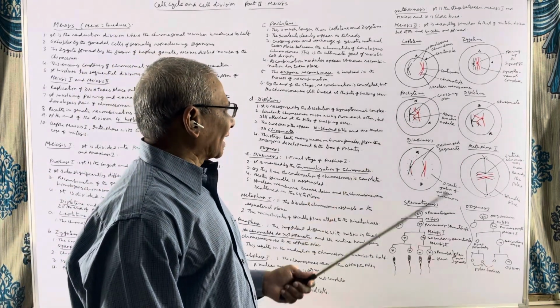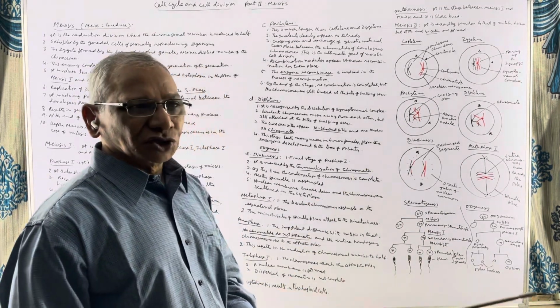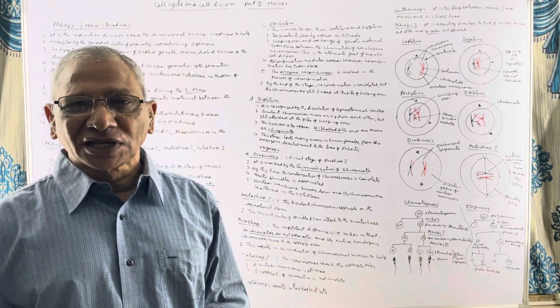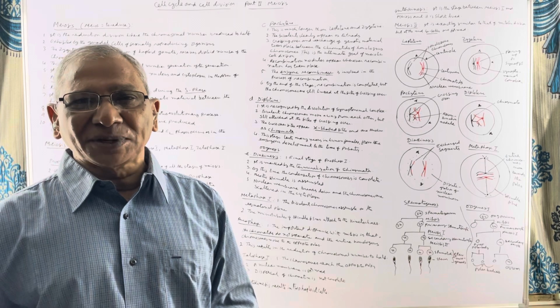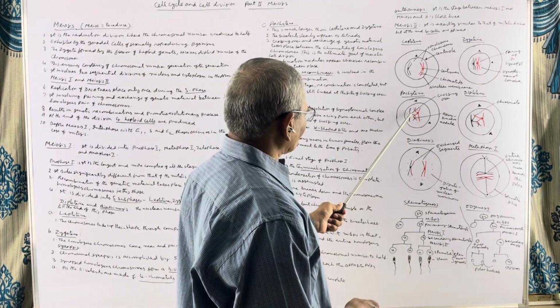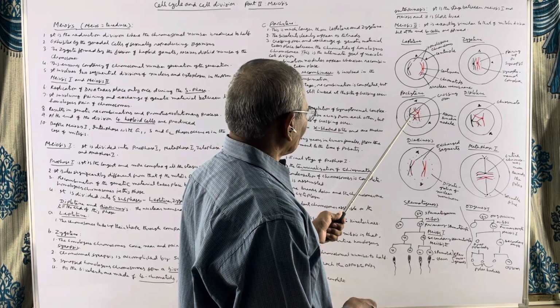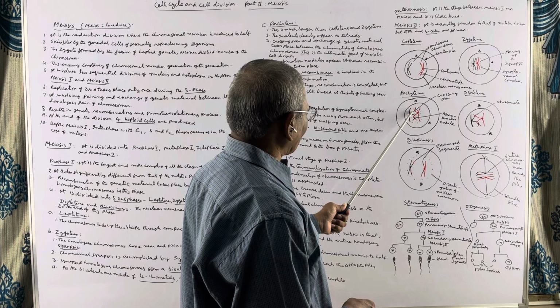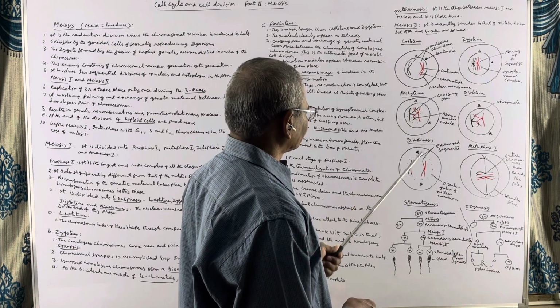In the packaging, what happens? The chromatids of maternal and paternal chromosomes exchange exact segments between them. See, let us say this is the paternal chromosome, this is the maternal chromosome. Each chromosome has two chromatids. This chromosome has two chromatids, this too has two chromatids.